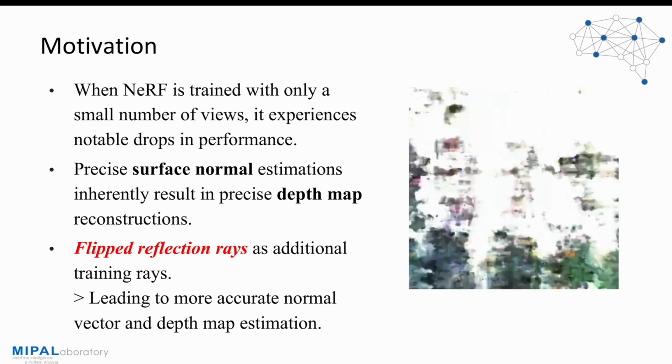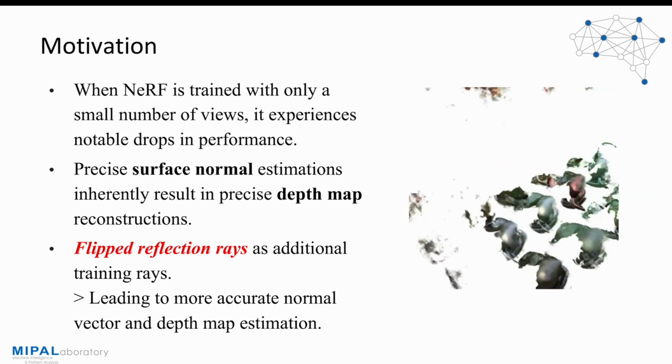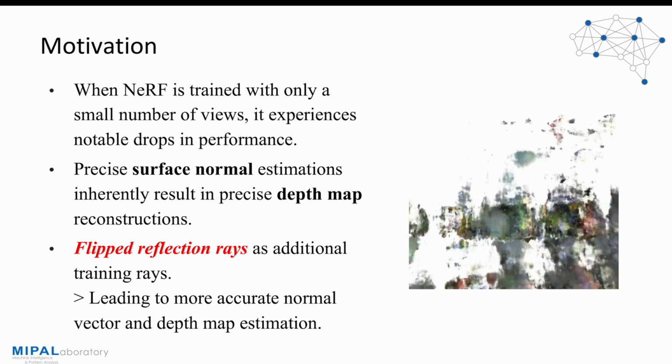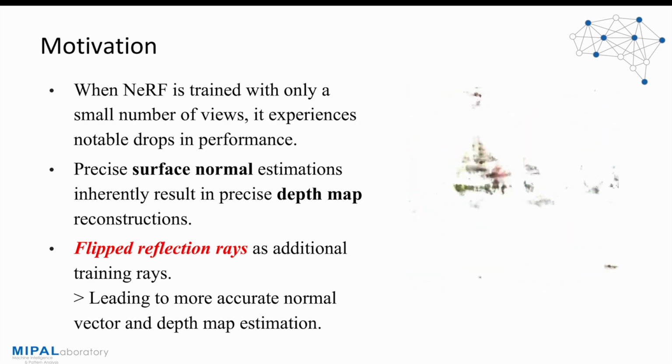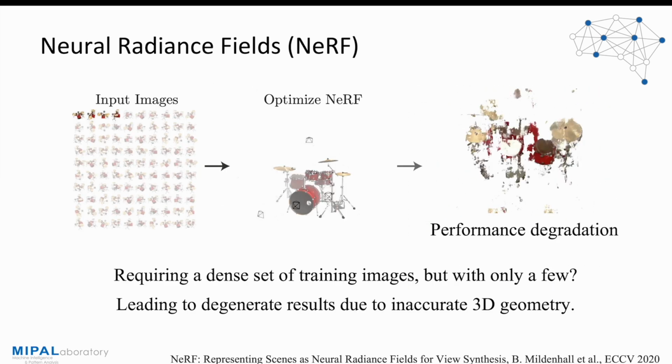Now let's introduce a novel addition to our training approach, flipped reflection rays. By incorporating these additional rays, we aim to achieve more accurate normal vector and depth map estimations.